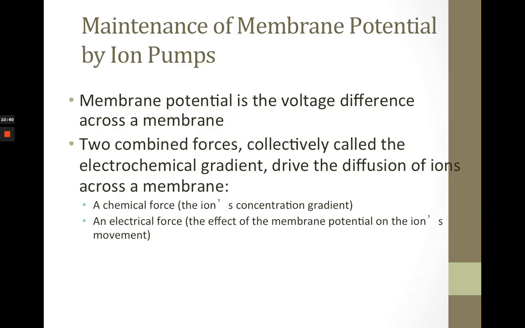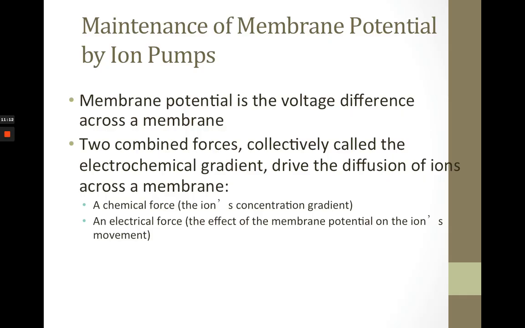All right, so maintenance of membrane potential by ion pumps. Membrane potential is the voltage difference across a membrane. We do have a significant amount of electrically charged particles. We've got sodium, potassium, chlorine, calcium, and hydrogen ions. So we're going to be able to move and use charged particles not only to create a concentration gradient, but also a change in charge, which is going to give us what's known as an electrochemical gradient.